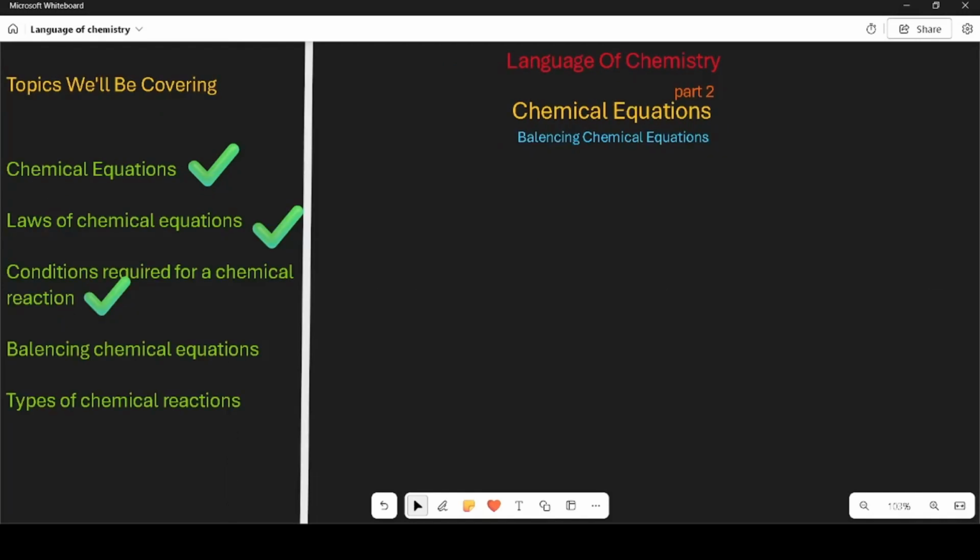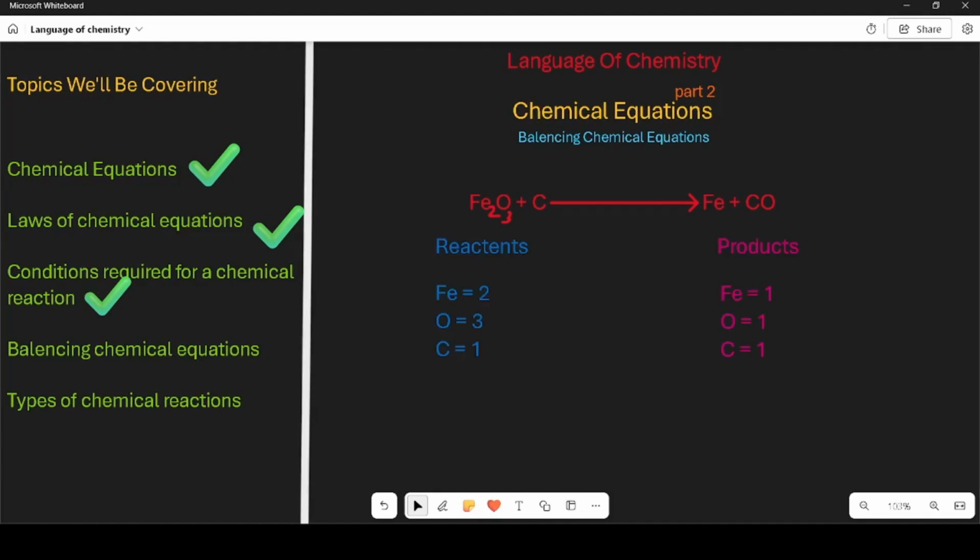Now let's learn how to balance a chemical equation. First, let's start with a skeletal equation. This is the skeletal equation we have. Iron oxide plus carbon results in iron plus carbon monoxide. First, we check the number of reactants and the number of products. So we list them down on each side. Now we have listed the number of reactants and the number of products of each of them.